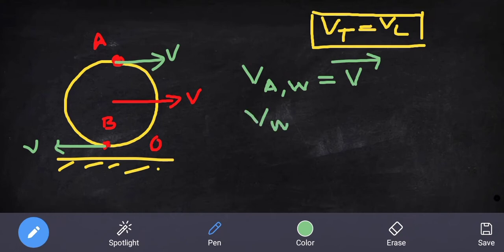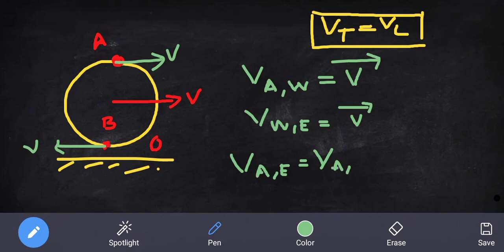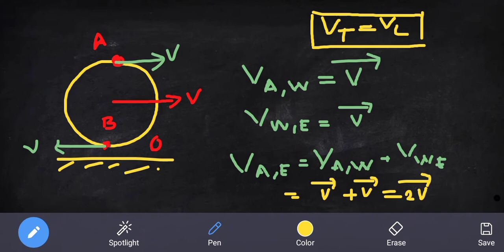Velocity of wheel with respect to earth is again v to the right. In our question, we are supposed to find velocity of A with respect to earth. By the velocity principle, velocity of A with respect to earth is velocity of A with respect to wheel plus velocity of wheel with respect to earth. That's v to the right plus v to the right, we get 2v to the right. The velocity of A with respect to earth is 2v, but the velocity of A with respect to wheel, or otherwise the tangential velocity, is v.